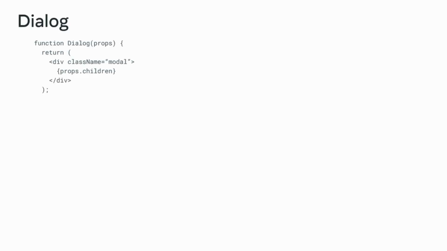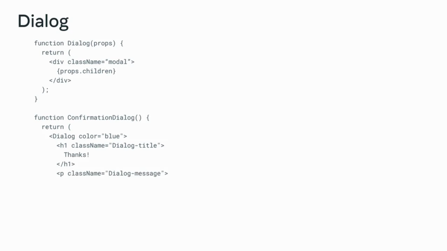For these component boxes, the recommended approach is to use the children prop to pass children elements directly as their content. Let's explore this with a dialog example. Here, you have a dialog component which acts as the box, taking care of styling the container to make it look like a modal window.